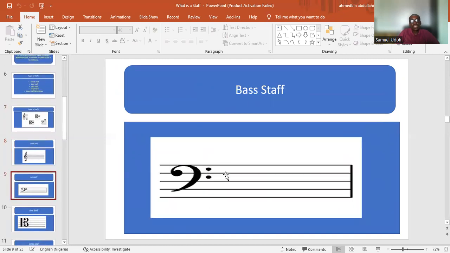This is the bass staff. This is the bass clef. This symbol is the bass clef there, on the left-hand side. It's actually the symbol that makes this staff the bass staff. It's actually this clef.